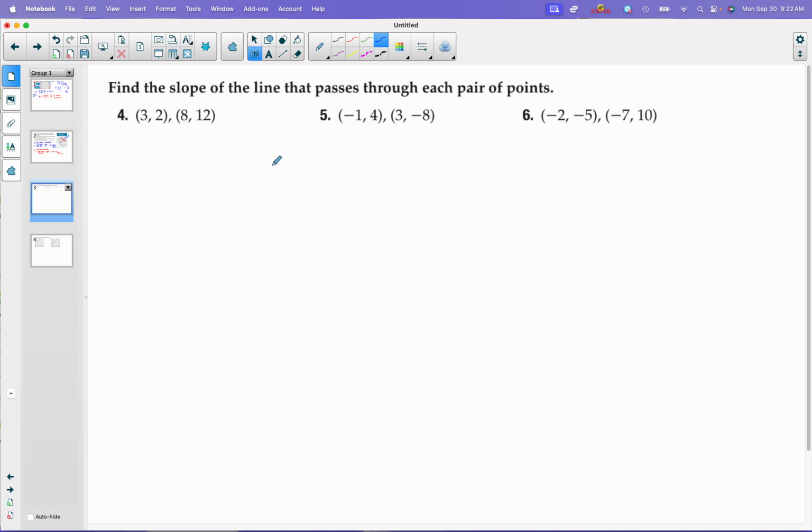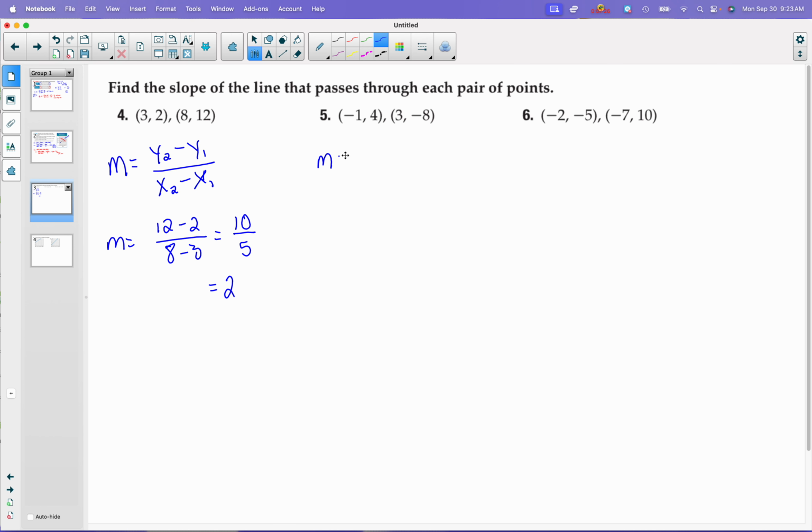Okay, so these are kind of like non-thinking problems. There's no context to them. We're just using the formula to find the slope, but you know, we got to practice that. So for the first one, I'm going to have 12 minus 2 over 8 minus 3. I get 10/5, which I can say is just 2. So my slope is 2.